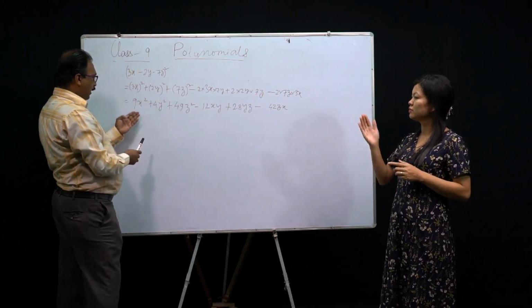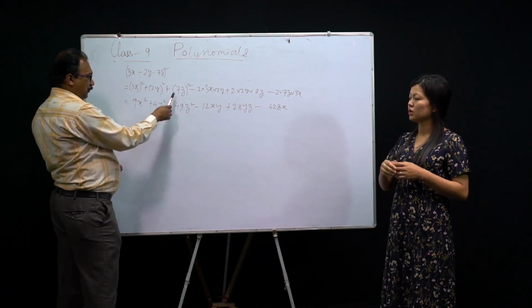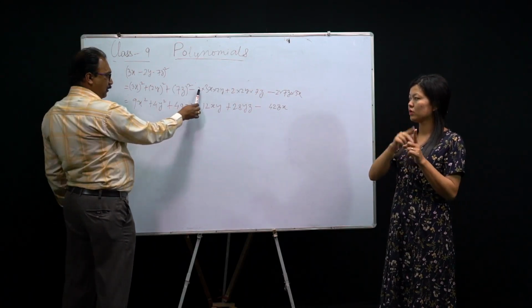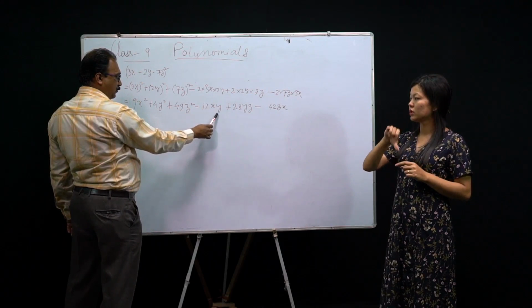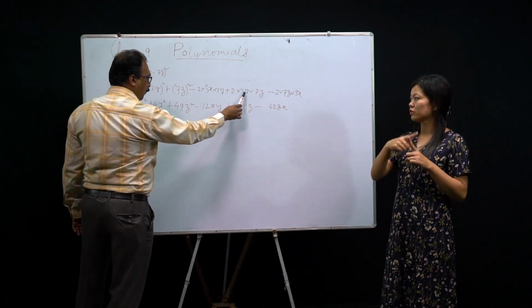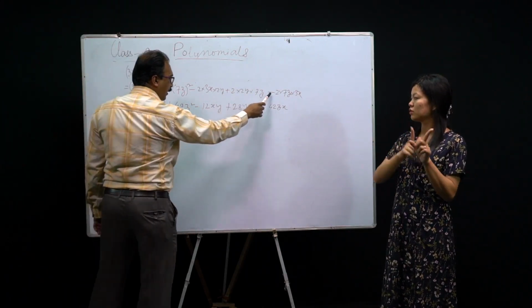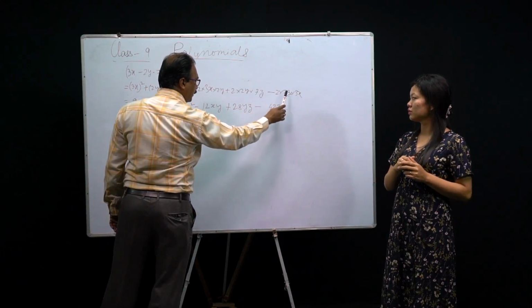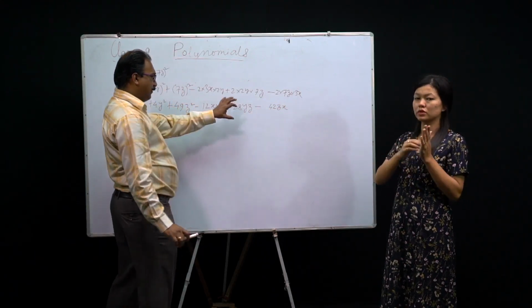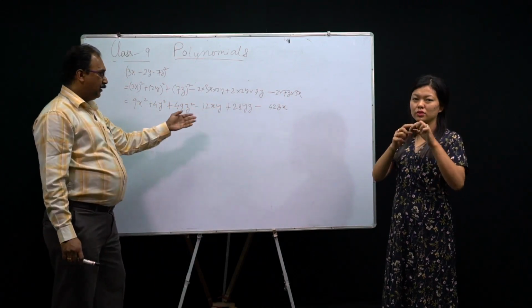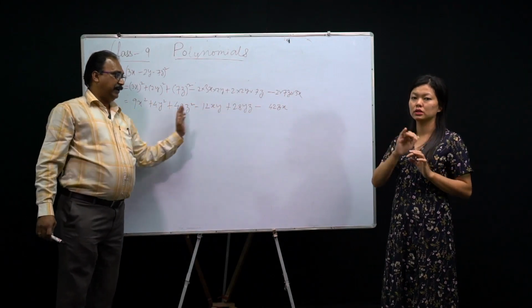Now look at here. 9x square, 4y square, 49z square, 2 3s are 6, 2s are 12xy, plus 4 7s are 28yz, and minus 2 3s are 6, 7s are 42zx. Little different from the last question, but almost the same. But please maintain the sign.